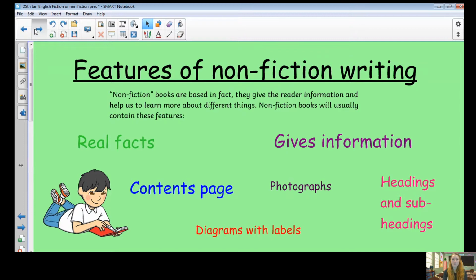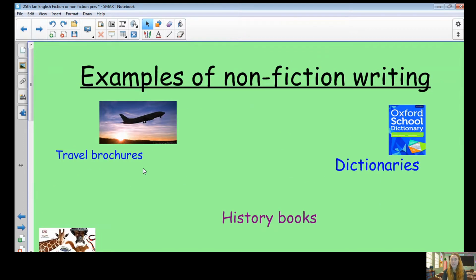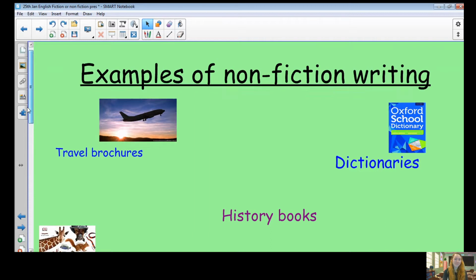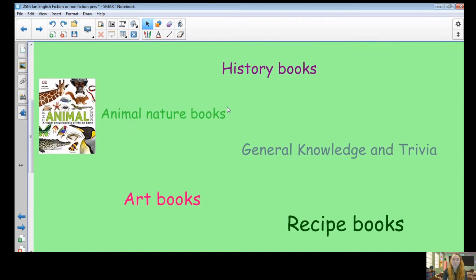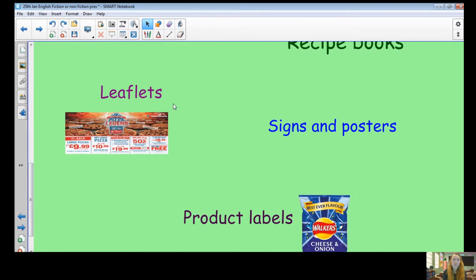So let's have a look at some different types of non-fiction texts. You may have found some of these around your house. We have travel brochures, dictionaries, history books, encyclopedias like animal nature books, or you might have an encyclopedia about something different. General knowledge and trivia books, art books, books with recipes in, leaflets for food or for adventurous places to go out and visit, signs and posters maybe in your house or maybe outside on the street, and product labels, not just food products, but maybe products in your bathroom or products around the house.